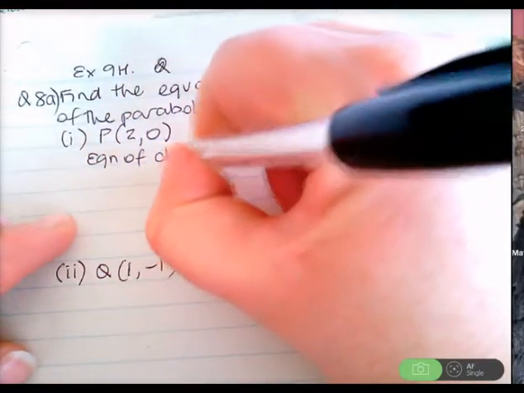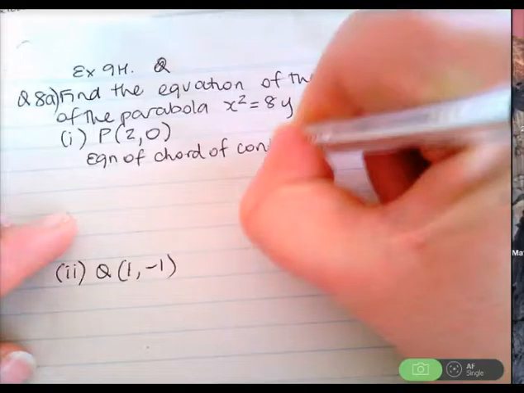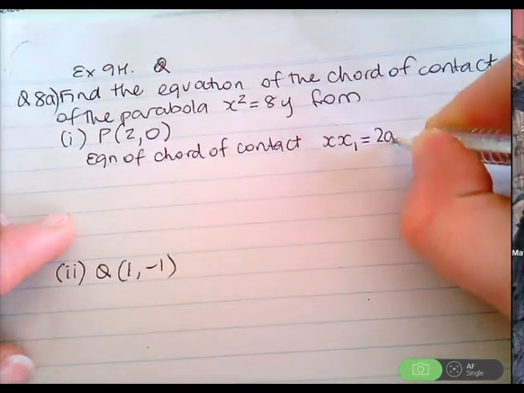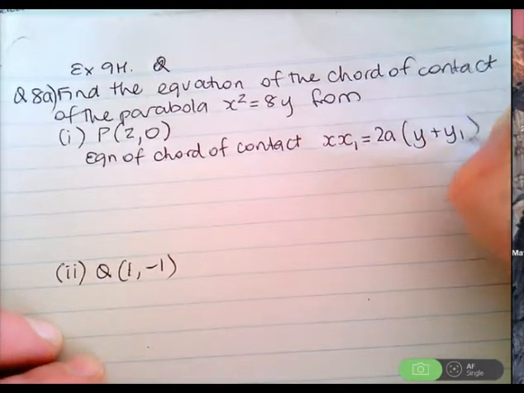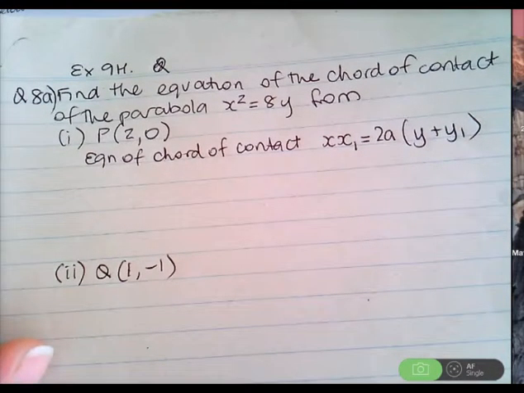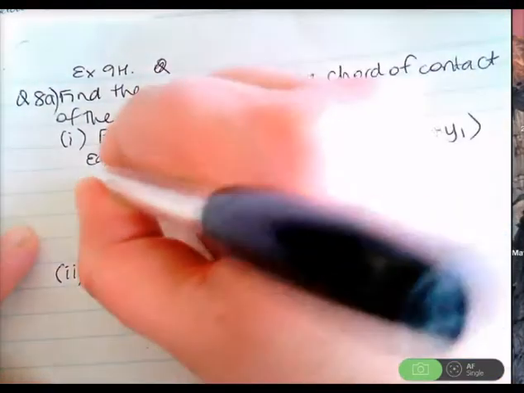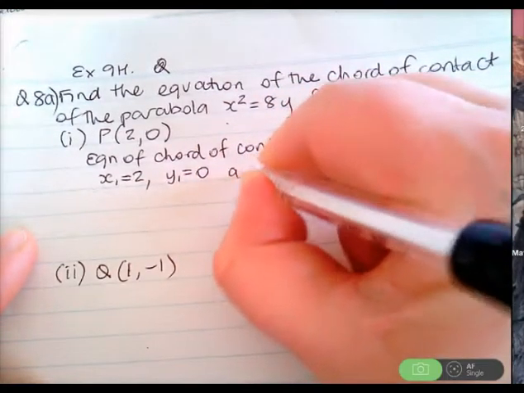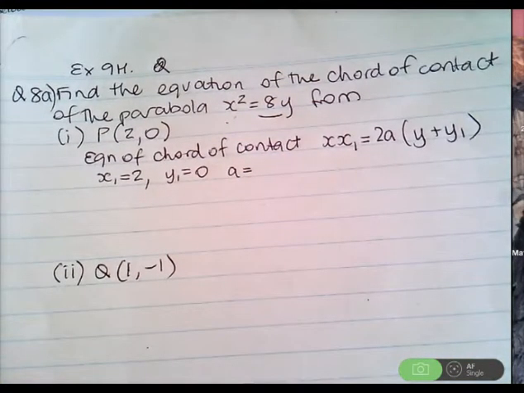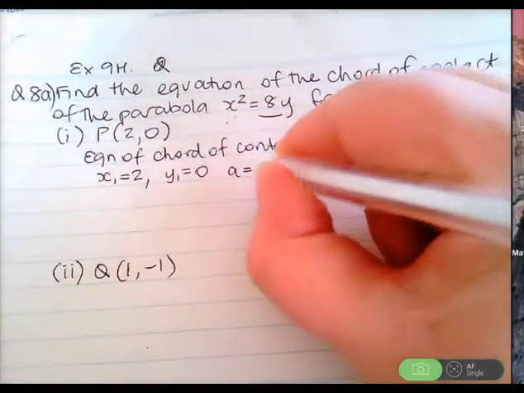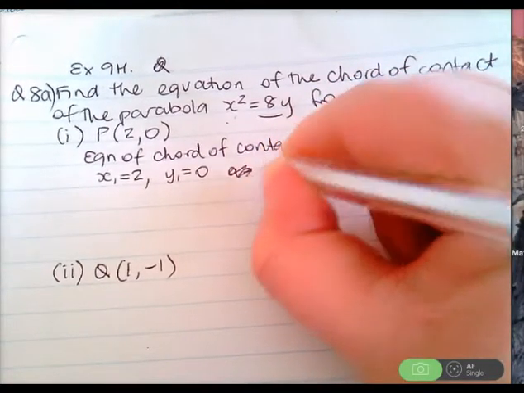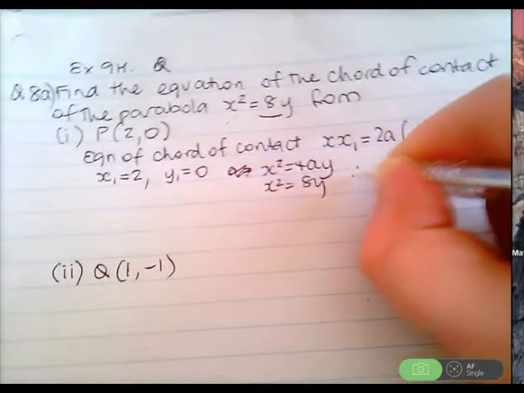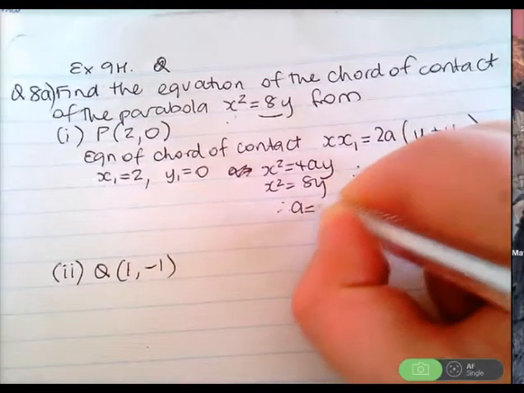The equation of the chord of contact is x times x1 equals 2a times (y plus y1). Now, what's x1 and y1? What's x1? x1 is 2. What's y1? And what's a? Look at your parabola. x squared is 4ay. So a is? We know that x squared is 4ay. x squared is 8y. Therefore a equals 2.